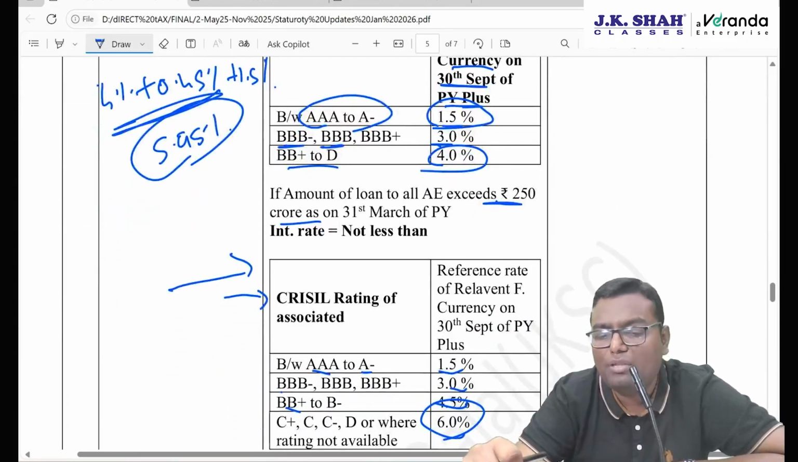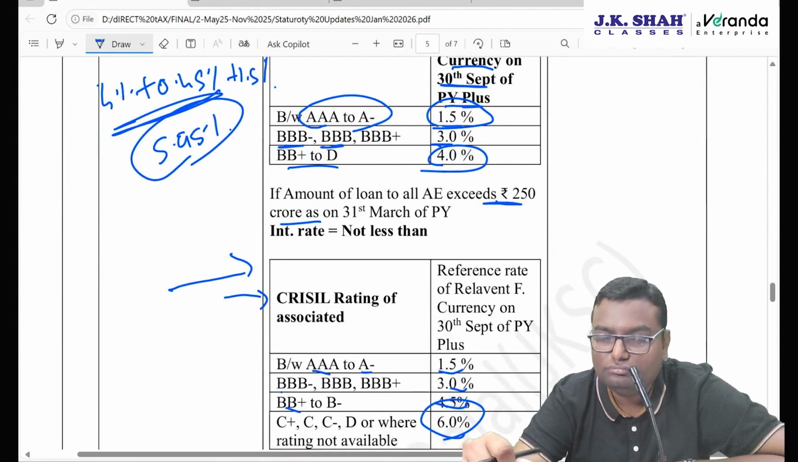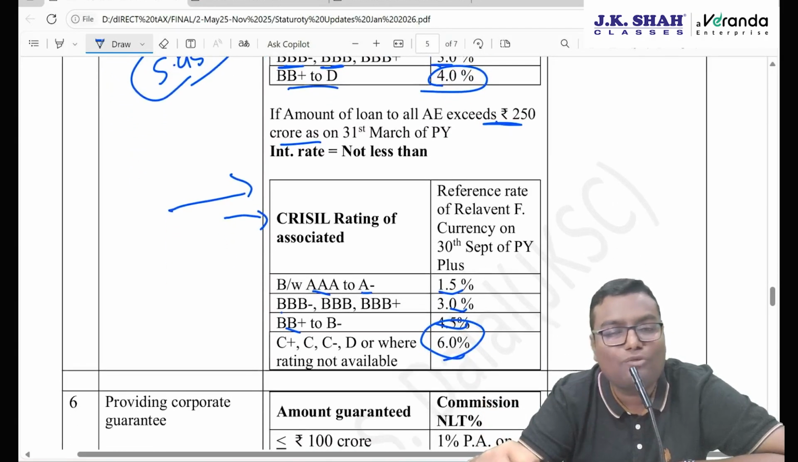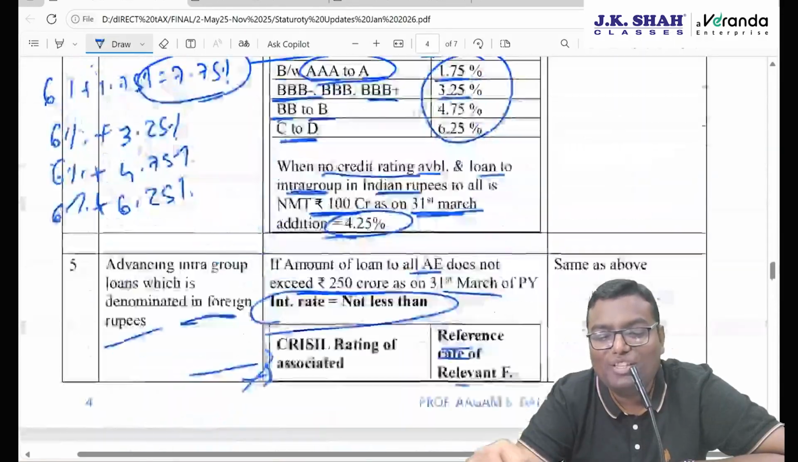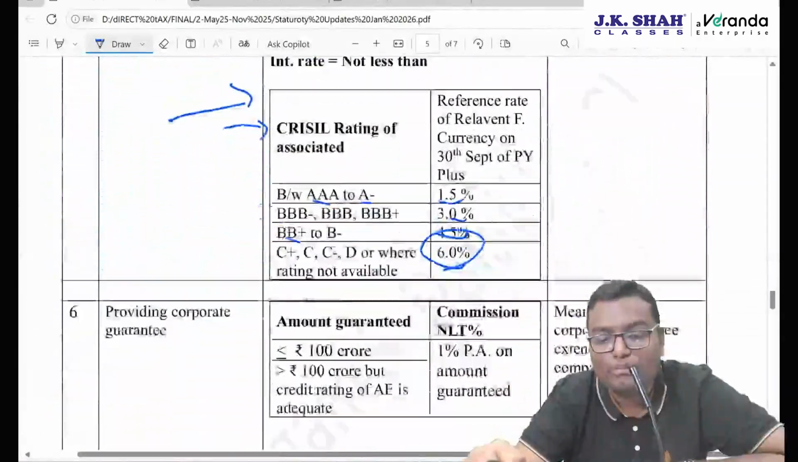Sir, whether we have to remember all this? Obviously. It's painful to say this, but yes, you have to remember this. There is no other option. I'm sorry for that. I have summarized already whatever I could, but this much minimum you have to remember.